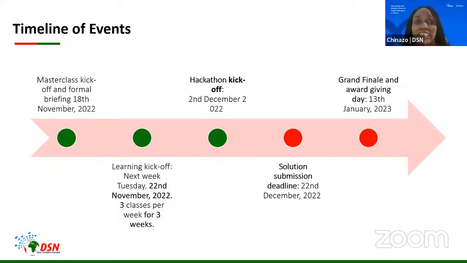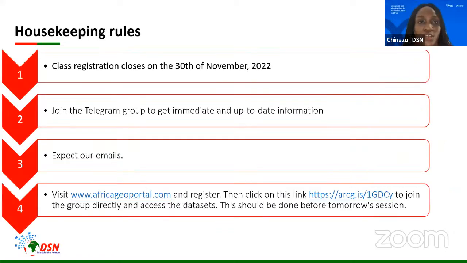But more importantly, these are our housekeeping rules. This will help you be up to date with all the goings-on, so that after this session you're not cut away from the information. First is the class registration close. Oh, sorry. It was supposed to close on the 30th, but it's still ongoing. So don't be discouraged. Someone was saying in the Telegram group that their friends were unable to register. This has changed. You can continue registering now. The link is now available.